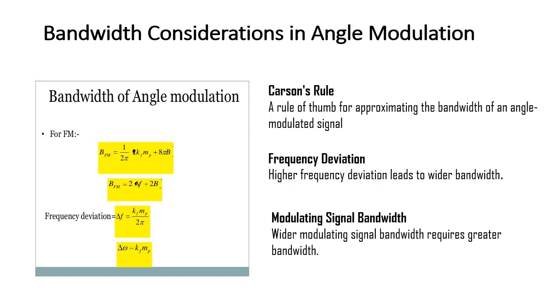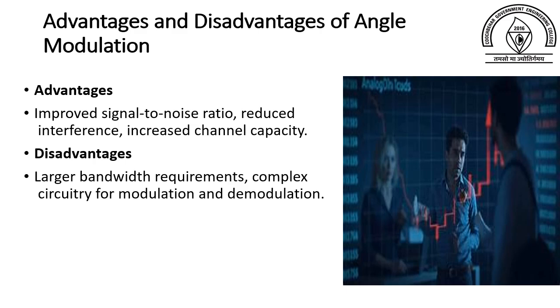And the second one is frequency deviation. Higher frequency deviation leads to wider bandwidth. And the last one is modulating signal bandwidth. A wider modulating signal bandwidth requires greater bandwidth. In this picture, I give some examples. One example in this slide.